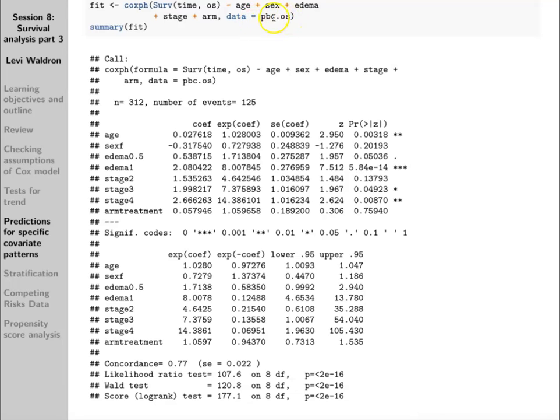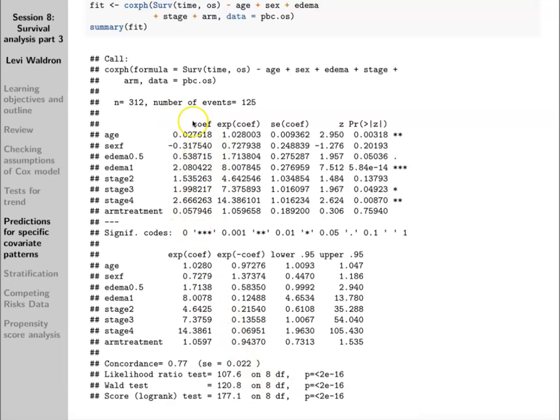This pbc.os, by the way, I didn't show the code here. I did it with echo equals false, but this is just a version of the data set where I removed incomplete cases for the survival data and the treatment data. So I'm fitting a multivariate Cox proportional hazards model, and then looking here at the coefficients. This looks similar to many of the regression output tables that we've seen.